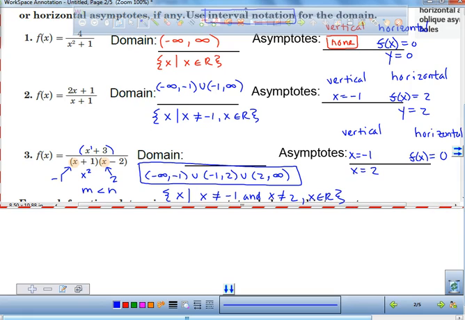What I'd like you to do next is I'd like you to simply do all of number 4 on your own. Just graph it, talk about the domain, talk about the intercepts, talk about the asymptotes, all those things. All right?